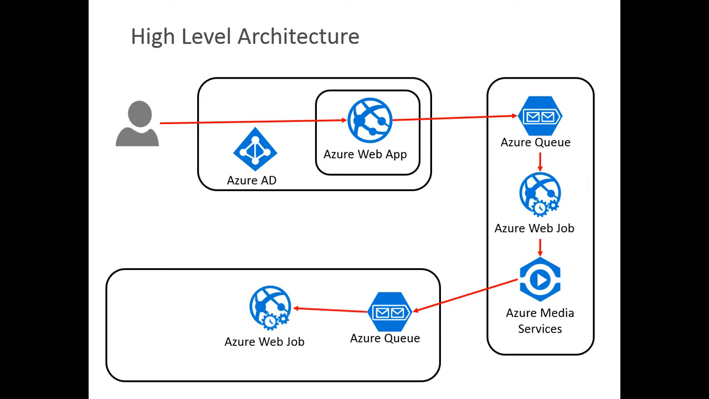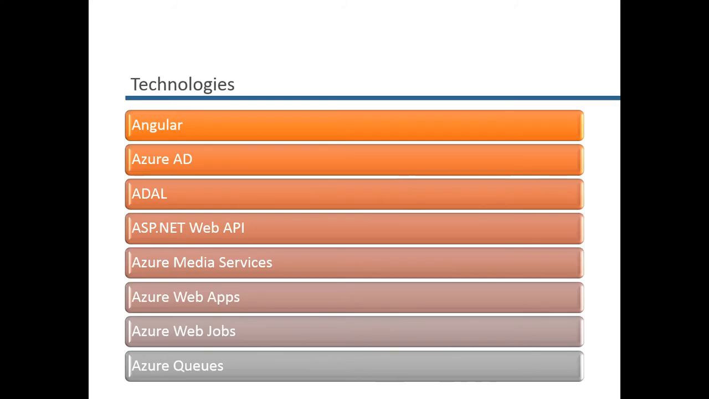So we have a separate web job that watches that, and what that's going to do is create that temporary URL locator as well as send an email to the originating user to let them know that your videos are ready, and by the way, here's a link to your videos. Just very quickly, here are some technologies that are used in this demonstration. The UI is built with Angular, locked down with Azure Active Directory and ADAL, that's the Azure Active Directory Authentication Library. Of course, we're using ASP.NET Web API. I already mentioned Azure Media Services, and then Azure Web Jobs and Web Queues.